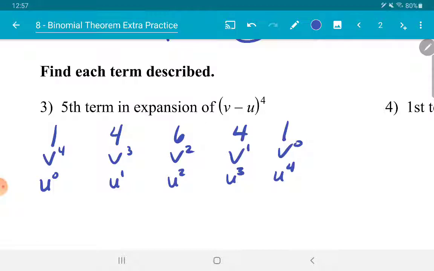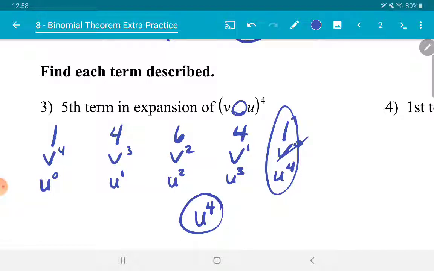Okay, so it says the 5th term. So 1st term, 2nd term, 3rd term, 4th term, 5th term. This is the only one you have to worry about. So we know v to the 0 is 1. So 1 times u to the 4th is u to the 4th. But now you just have to think about this was minus. So positive, negative, positive, negative, positive. So it is just positive u to the 4th.